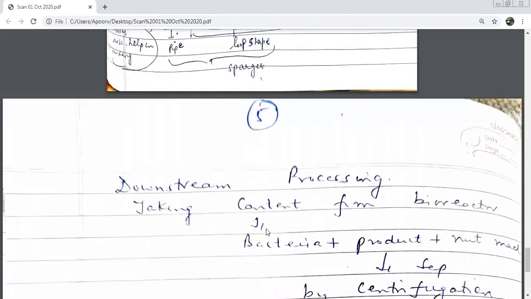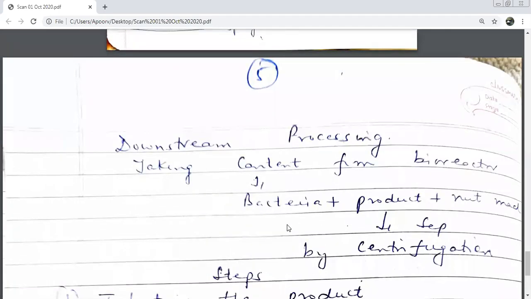Now, whatever content you get from the bioreactor, you will have what things, beta? You will have your bacteria. Which bacteria? E. coli. Plus, you will have a lot of insulin producing genes, which I have named the product. Is it okay? Basically, what was our purpose? We wanted to increase the number of insulin producing genes. So when I say contents, what all will come out of the bioreactor? You'll have bacteria, you'll have products, that is the insulin producing gene, and you'll also have some nutritive medium.